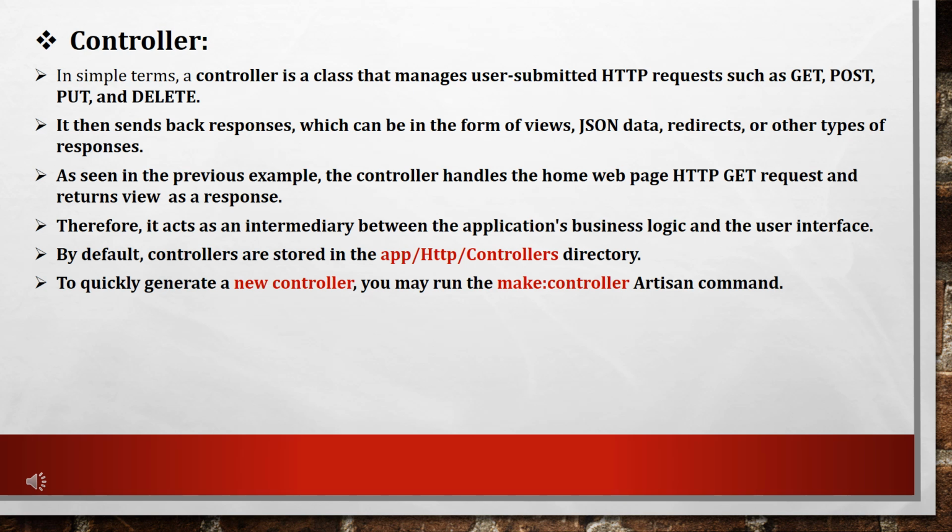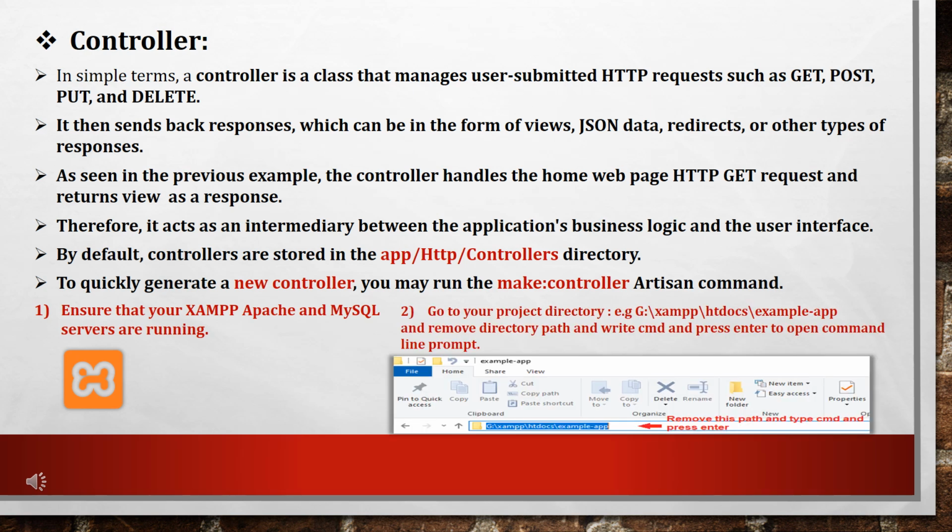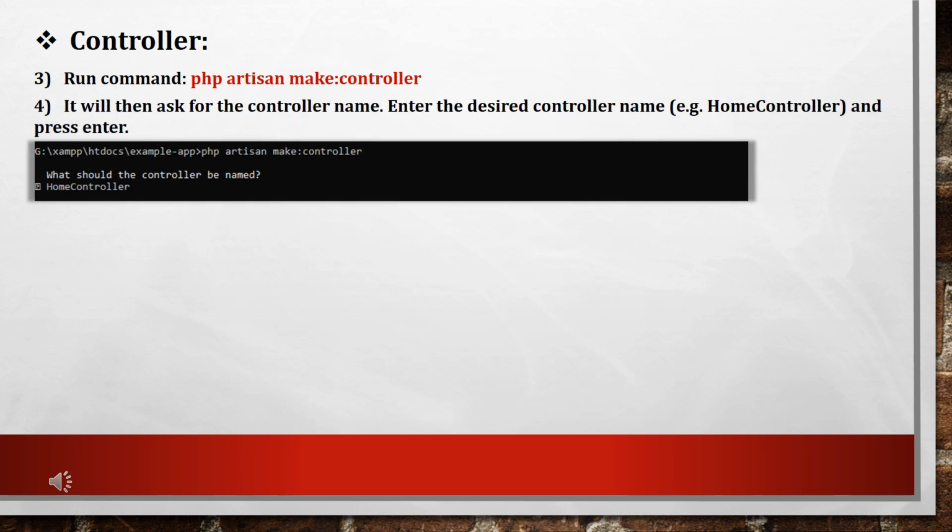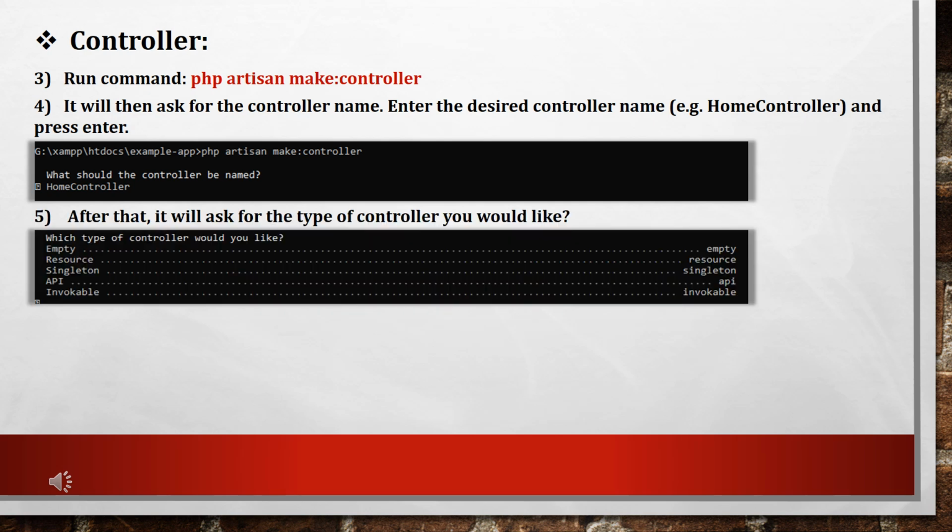Here are the steps to follow. 1. Ensure that your XAMPP Apache and MySQL servers are running. 2. To open the command line prompt, go to the project's root directory and in the address bar, remove the project directory path and type cmd, then press enter. After opening the command line prompt, run the command php artisan make:controller. It will then ask for the controller name. Enter the desired controller name, for example HomeController, and press enter. After that, it will ask for the type of controller you would like.